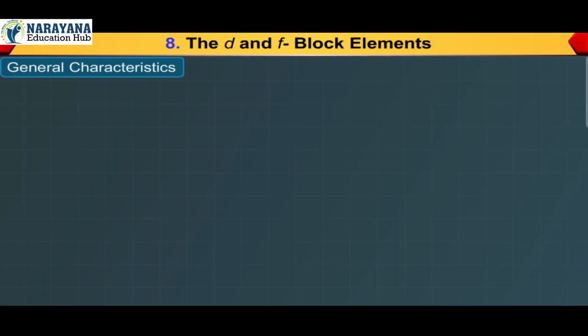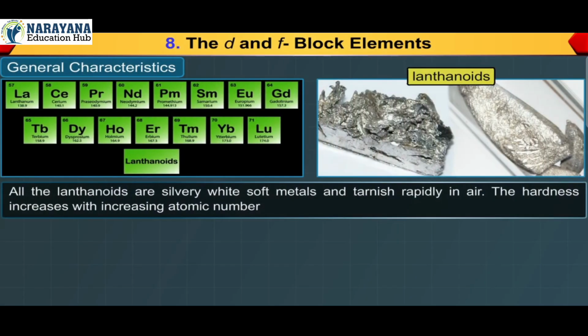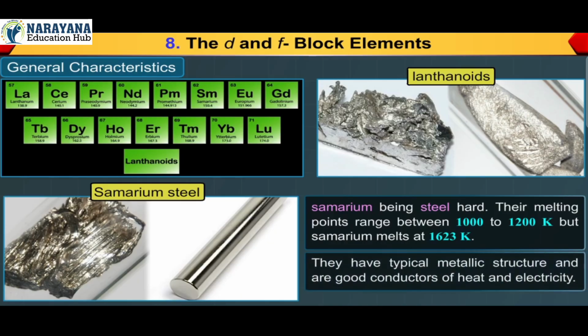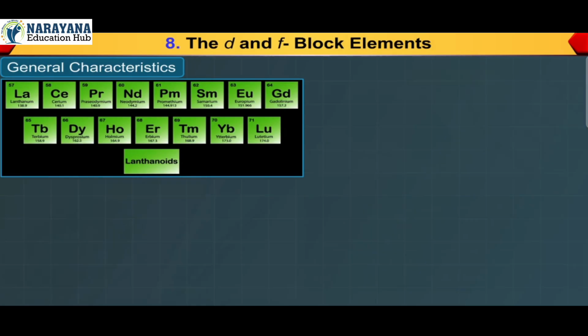General characteristics. All the lanthanoids are silvery white soft metals and tarnish rapidly in air. The hardness increases with increasing atomic number, samarium being quite hard. Their melting points range between 1000 to 1200 Kelvin, but samarium melts at 1623 Kelvin. They have typical metallic structure and are good conductors of heat and electricity.